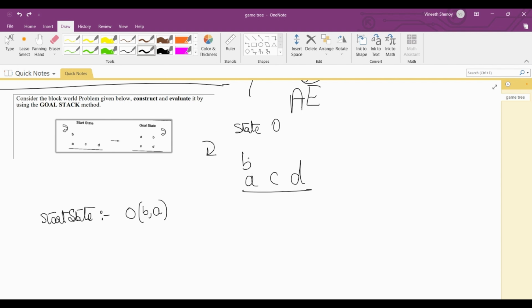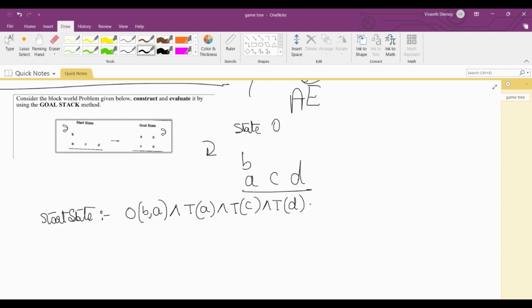Now you can observe that block B is over block A. Is there anything else where you can apply ON(x, y)? No. Next, let's go to the next predicate, on table. You can see there are three blocks that are on the table. So we'll write that, we use T of. So T(A), T(C) and T(D). These are on the table.